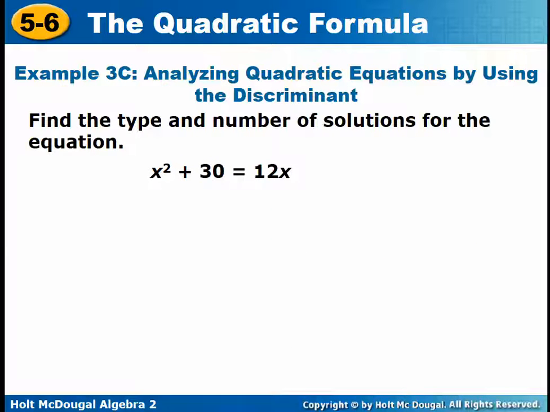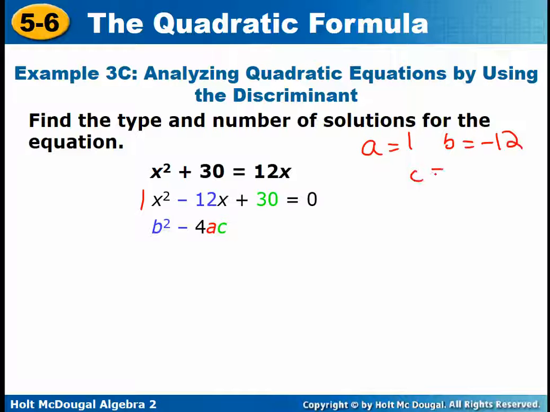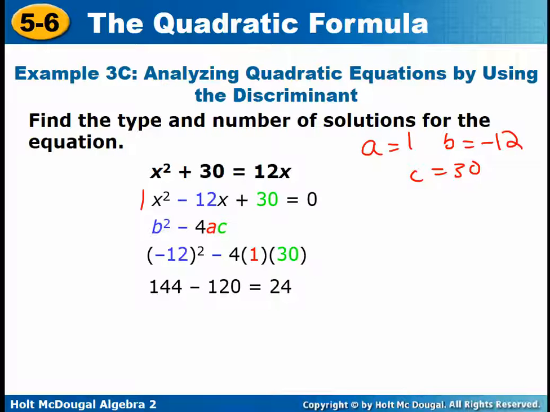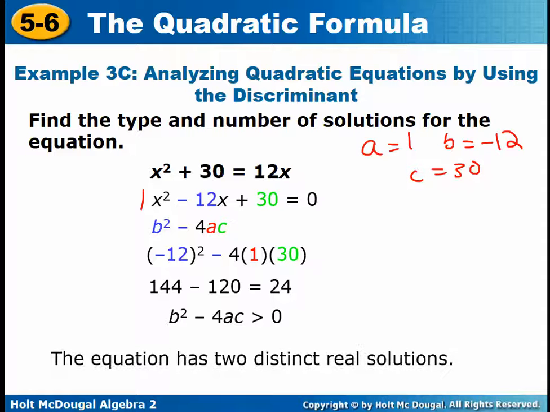Here's another example. Again, this is not yet in standard form. A little bit of practice rewriting these in standard form. Remember that A is 1, B would be negative 12, and C would be a positive 30. Replace those into the discriminant, and you will get 144 minus 120, which is a positive number. And a positive means that you will have two real solutions. It'll cross the x-axis at two places.